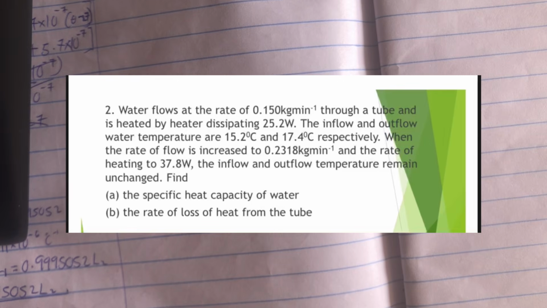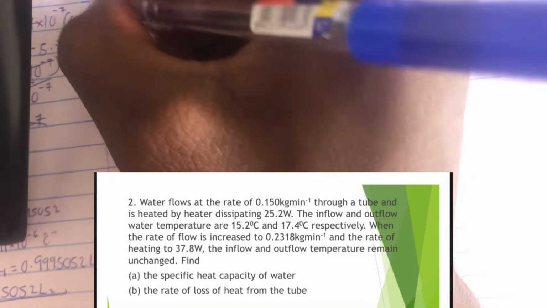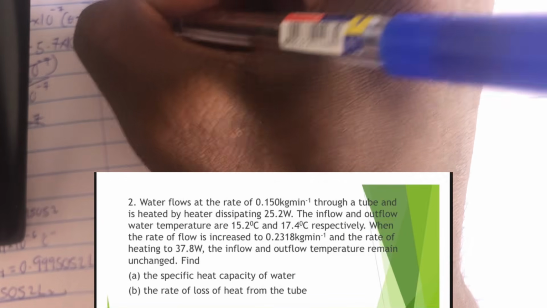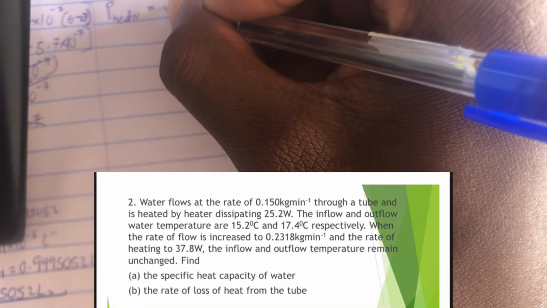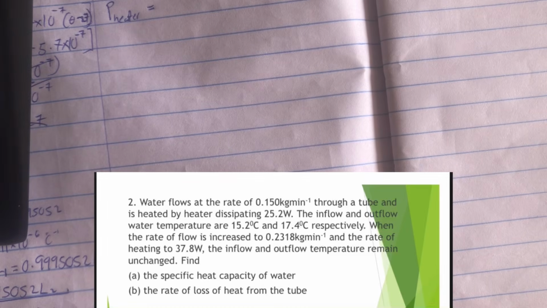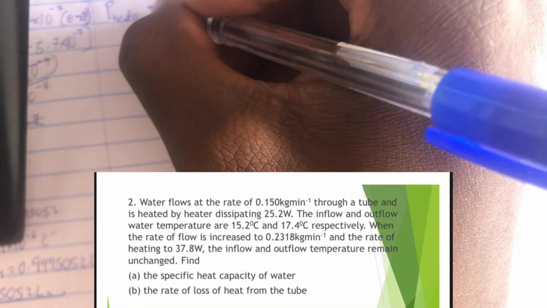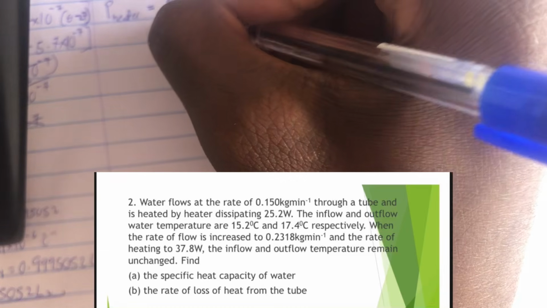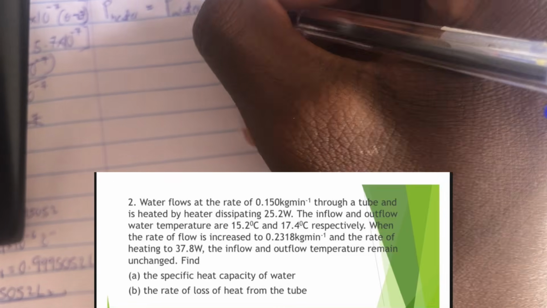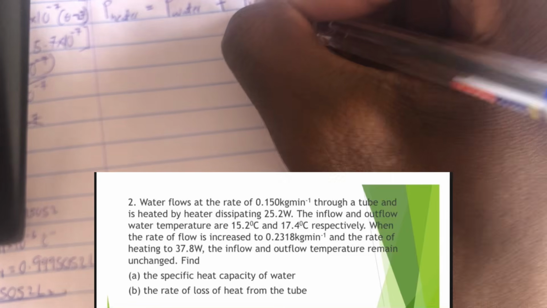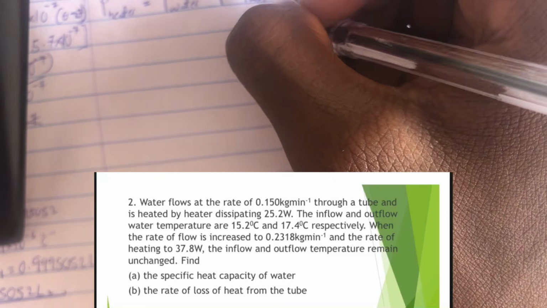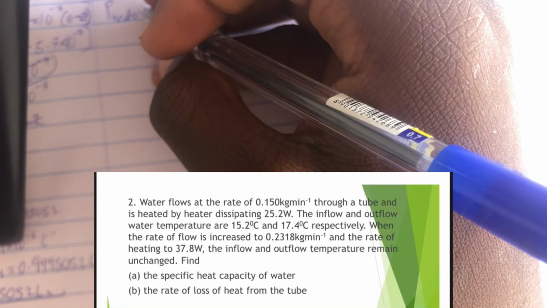So the formula I'm going to use here is the rate of energy supplied by the heater. That's the power of the heater. The rate of energy supplied by the heater is equal to the rate of energy absorbed by the water, because the energy supplied by the heater is going to be absorbed by the water. But it's not everything that's going to be absorbed. Some is going to be lost, as the rate of its loss. So let's look at scenario one.